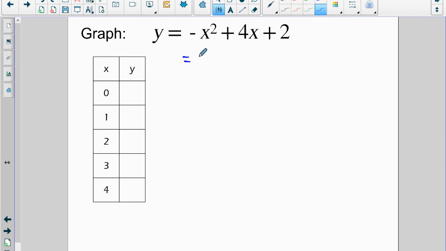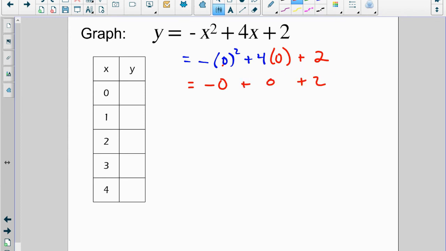So on this first one, when x is 0, just something to watch out for because of that negative sign. Make sure that you use parentheses around your x value anytime you're substituting. Not that this is going to make a difference when it's 0, because there is no such thing as negative 0. So 0 plus 0 plus 2 is just 2. But on the next one, it will make a difference.